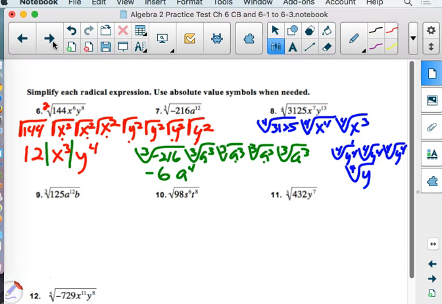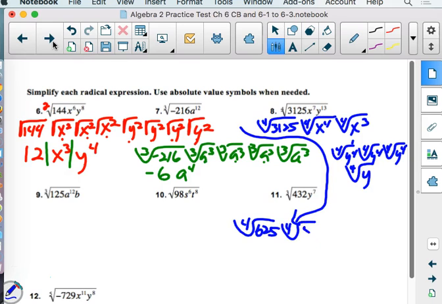I'm going to have to do something like this. 4th root of 625, 4th root of 5. Then we have an x. We have a 4th root of x to the 3rd. That's not going anywhere because 4 doesn't go into 3. We've got y. So y to the 3rd. And a 4th root of y.